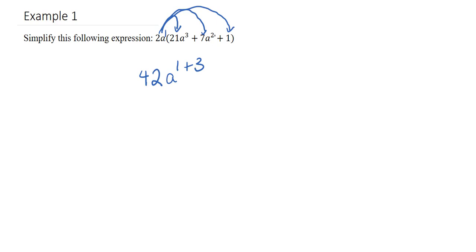Then we're going to go on to the second term. So we have 2a times 7a squared. Well, 2 times 7 is 14. And then we have a to the 1 plus 2. Then we can go on to the final term. So we have 2a times 1. Well, 2 times 1 is just 2. Then we just have a.